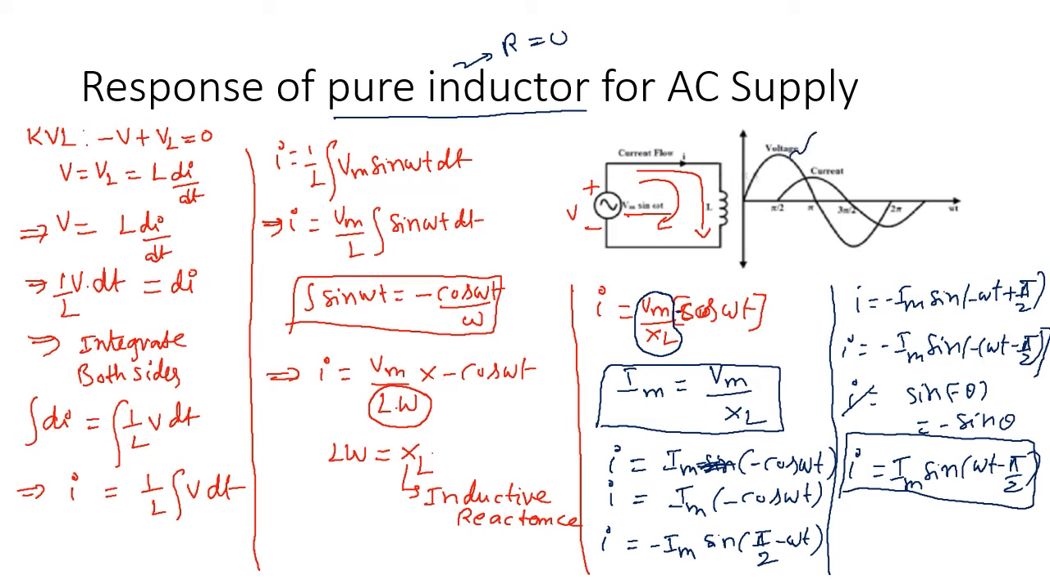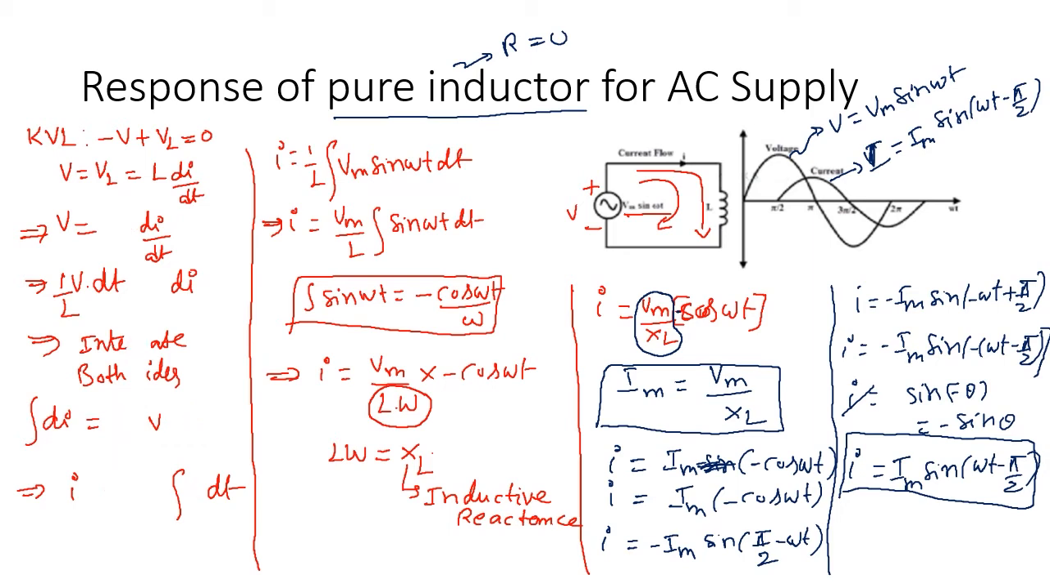So this is the voltage equation, V is equal to Vm sine omega t, and the current equation is I is equal to Im sine of omega t minus phi by 2, right? So this is the response equation. Here the phase difference is minus phi by 2.